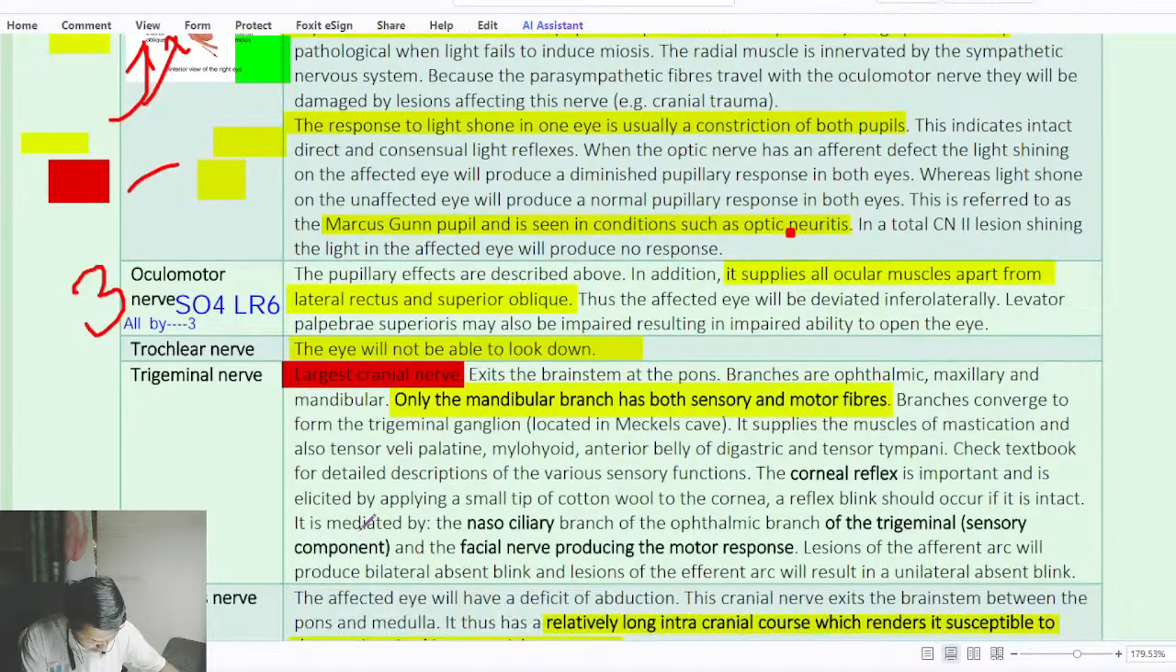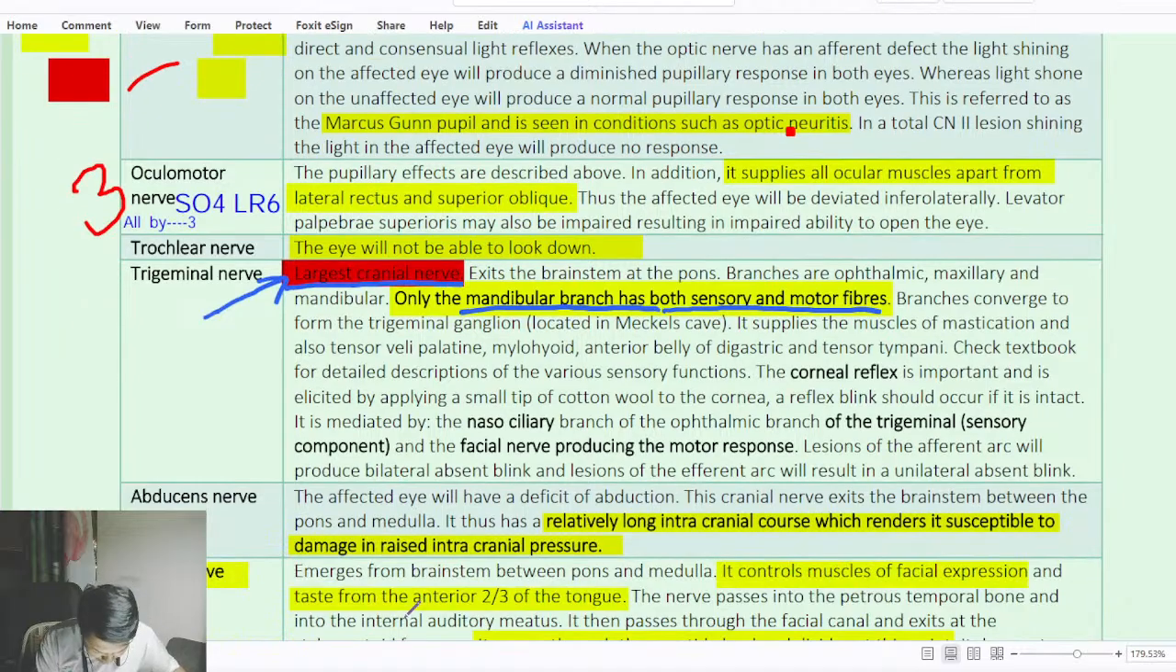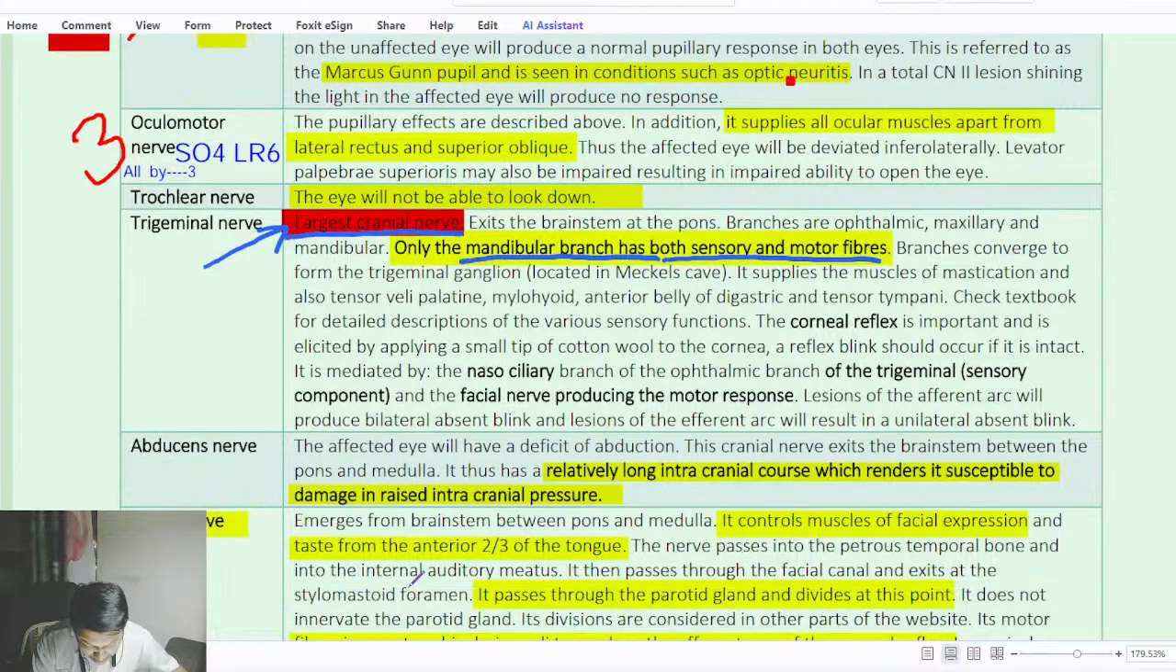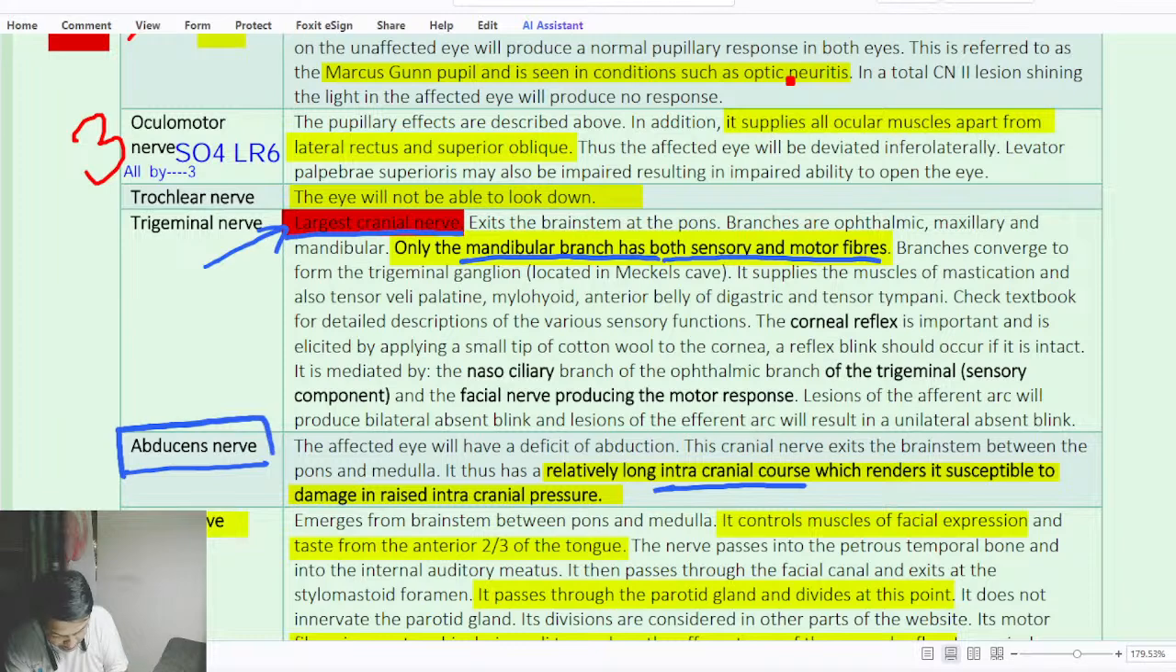Trigeminal nerve we have already seen. Its mandibular branch has both sensory and motor fibers. Trigeminal is the largest cranial nerve, but the abducens nerve has the longest intracranial course. That's why if there is any raised intracranial pressure, the abducens nerve gets compressed.